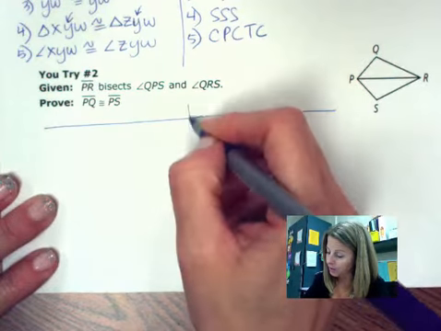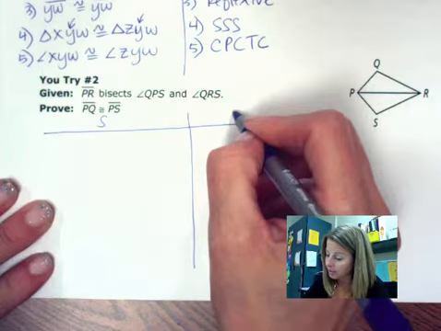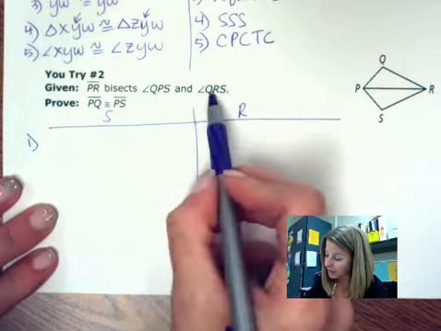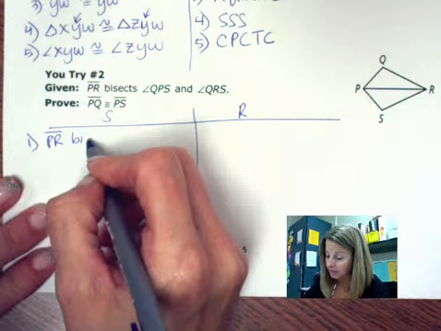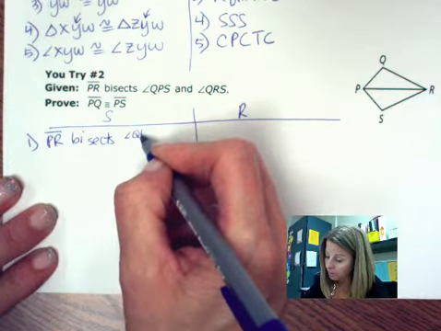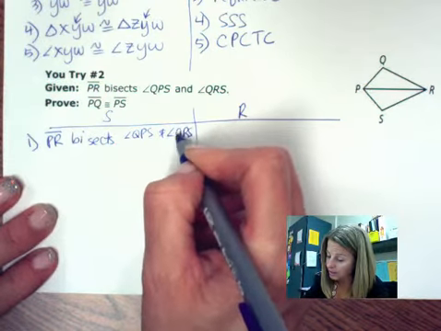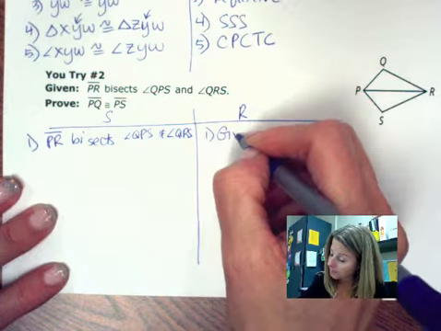If you want to try this on your own, you can. Go ahead and pause the video and get as far as you can, and restart it. Statements and reasons. So number 1, I'm going to write my givens. PR bisects angle QPS and angle QRS, and that is given. So number 1, given.